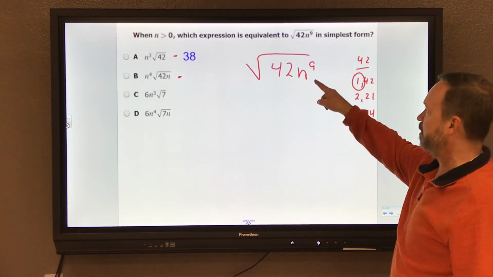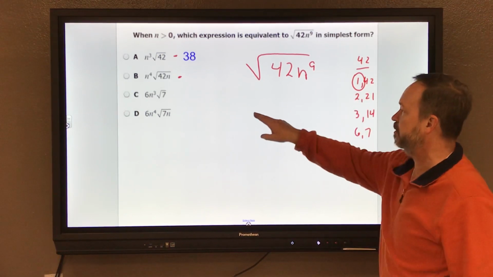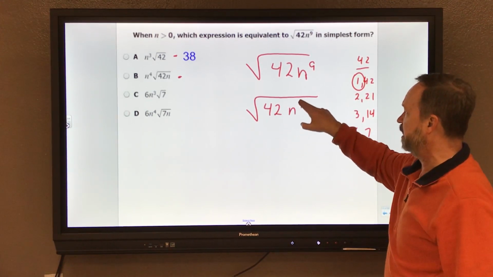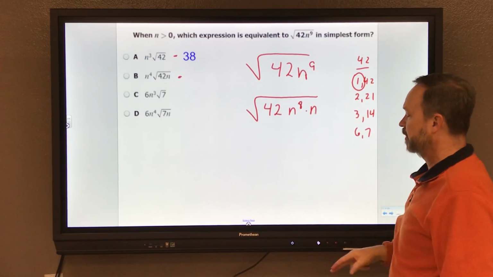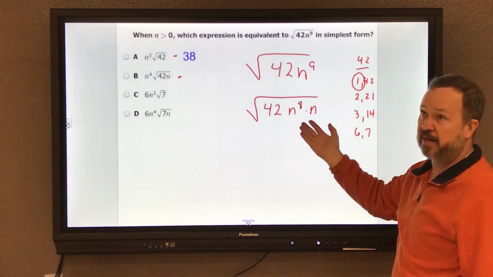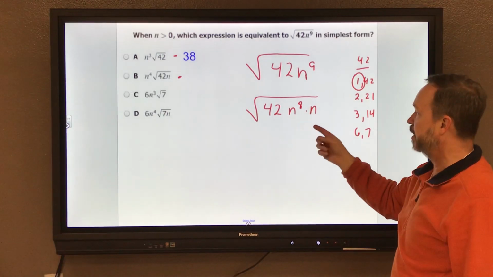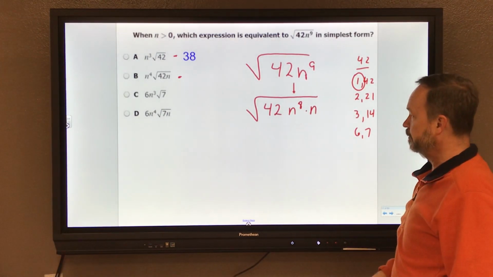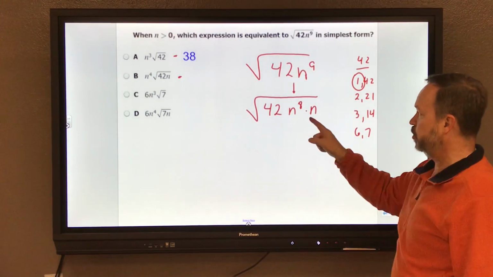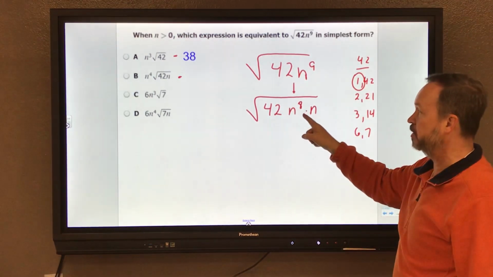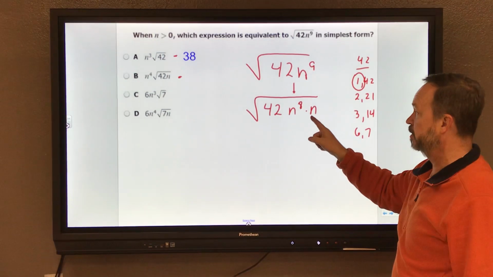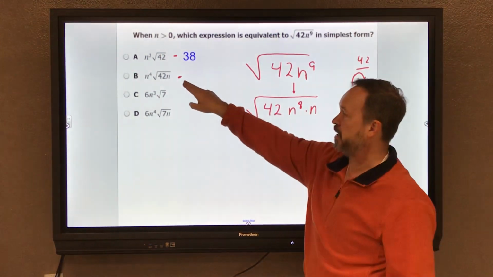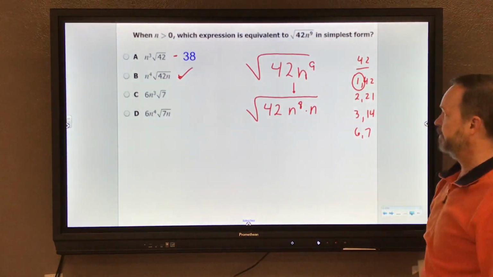Now, the square root of n to the ninth, I want to talk about that for a second, because n to the ninth is n to the eighth times n. Why does that matter? Because n to the eighth is a square. When you do the square root of n to the eighth, you get n to the fourth. And then you've got the 42n left in the house, and so that's the answer, B.